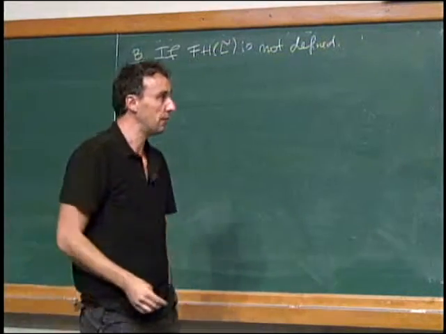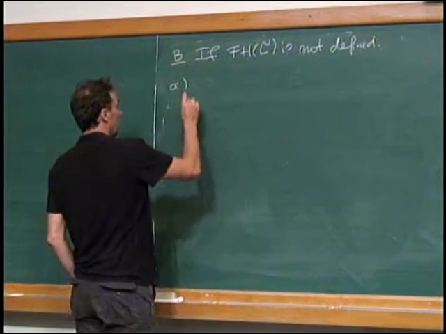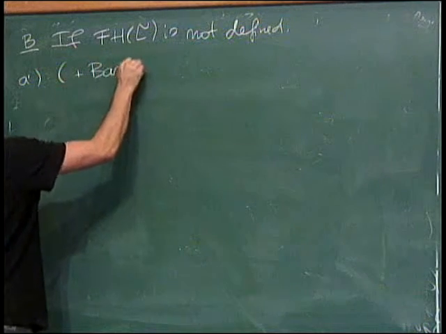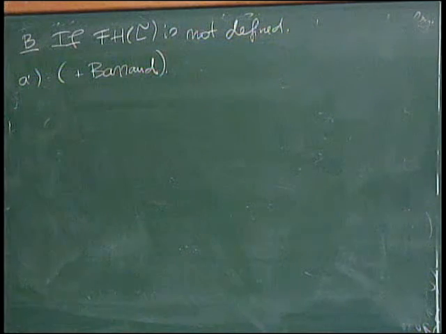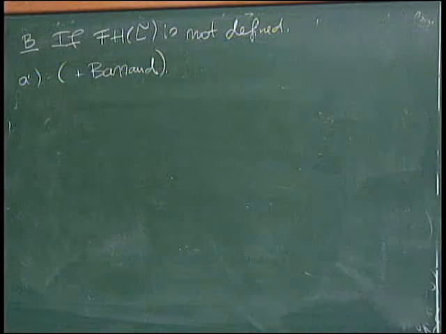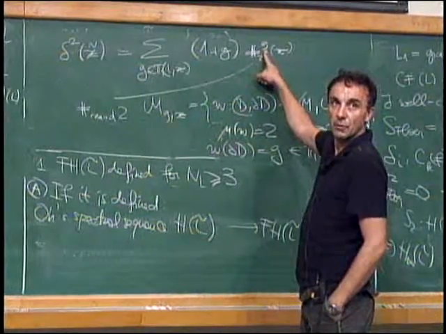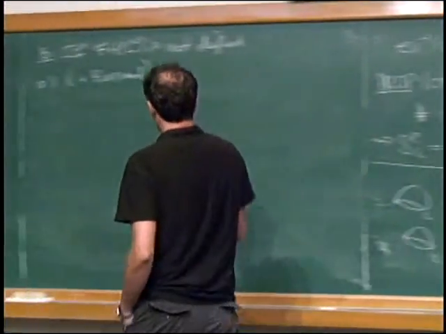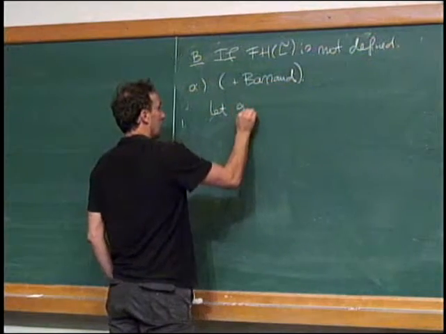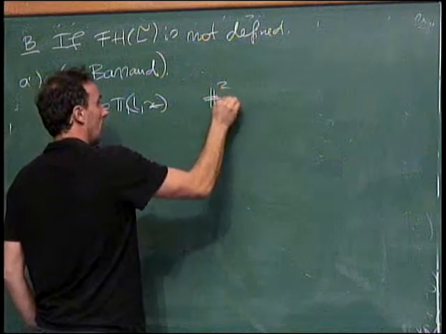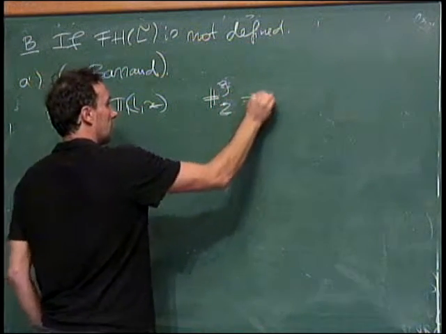There are two facts. First of all, this came from a discussion I had with Jean-François Barrault. Now, suppose it is not defined. Then there is at least one G, with the number of disks inside which is odd. So let G be such that this number of disks with boundary in G is 1 modulo 2.